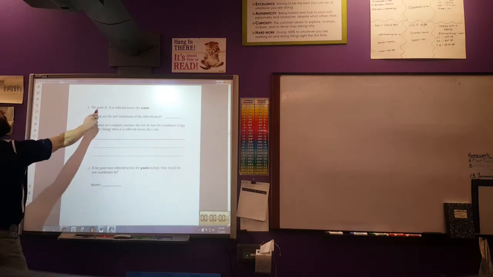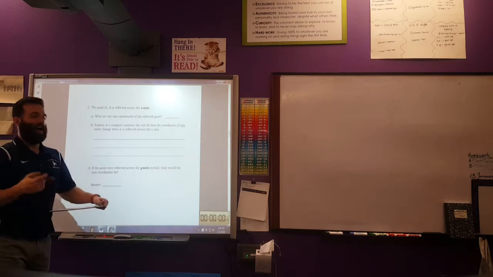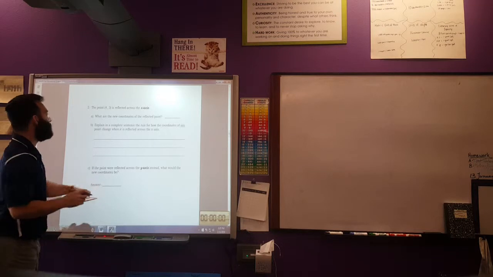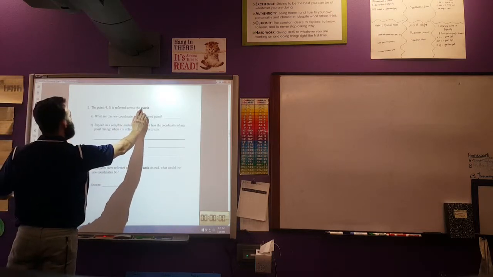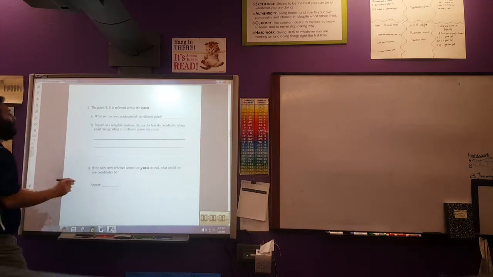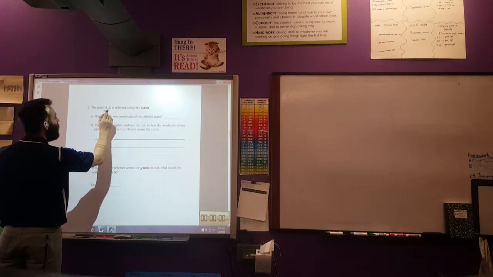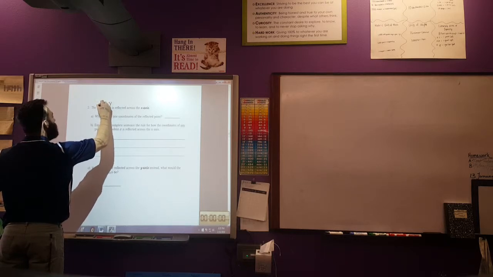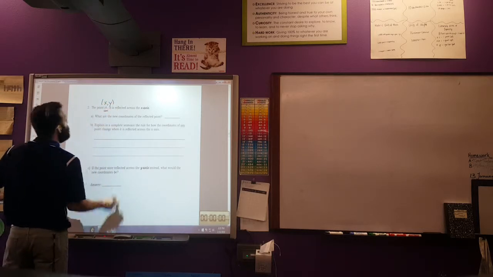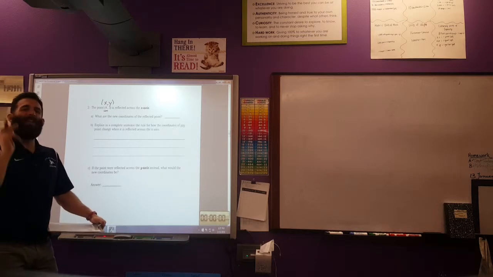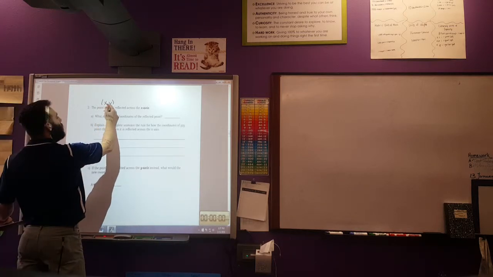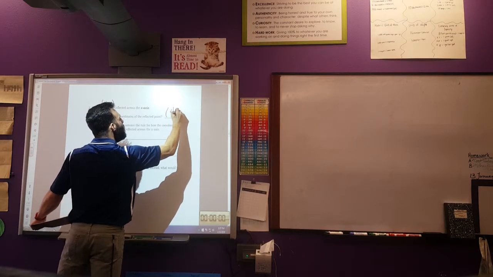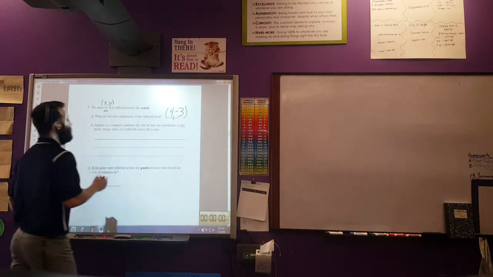So I know that I have a point at 4, 3, and I want to reflect that over the x-axis. Now, if it's reflecting over the x-axis, I'm going to find my x coordinate, which is 4. Remember, it goes x, y. I'm going to underline my x coordinate so I know that that doesn't change. Now I'm going to change my y coordinate's sign for a 4, negative 3.